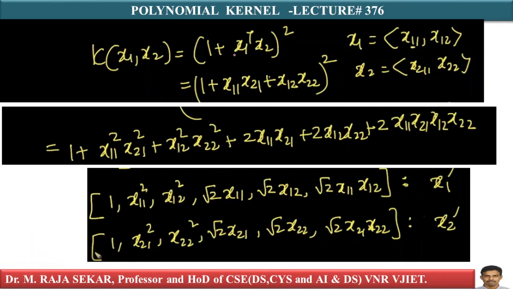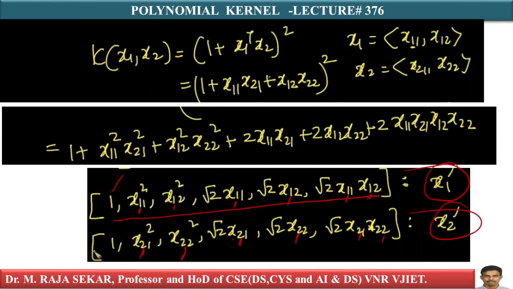What we have to find is 1 plus x1 transpose x2. x1 transpose x2 is simple: you will get x11 x21 plus x12 x22. Just take the square. This is simply (a plus b plus c) whole square, so just apply the formula, and you will get this particular expression. Now, I can rewrite this expression like this: 1, then the terms with the first point, x1, which I will treat as x1 dash. In a similar manner, the terms with the second point, which I will say is x2 dash.